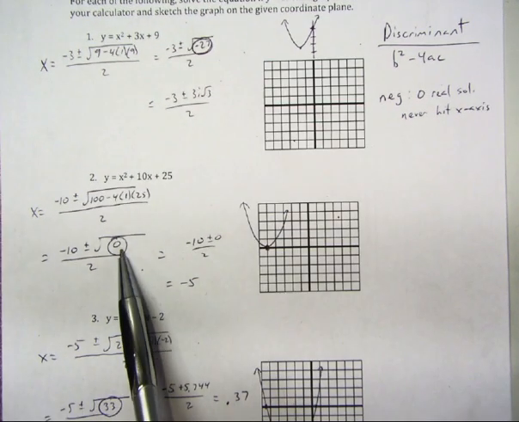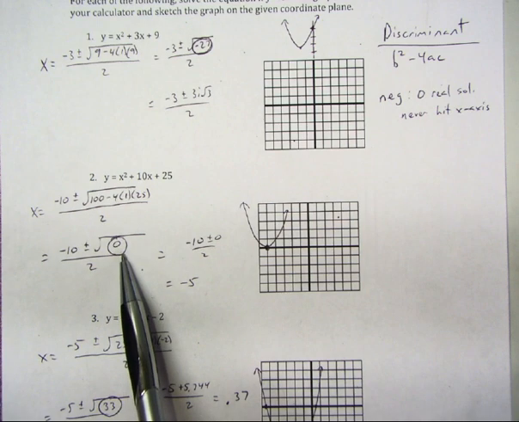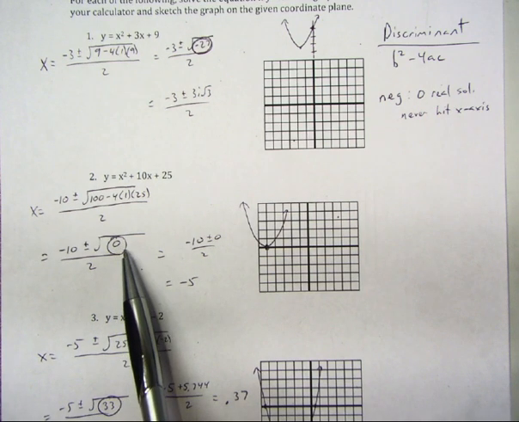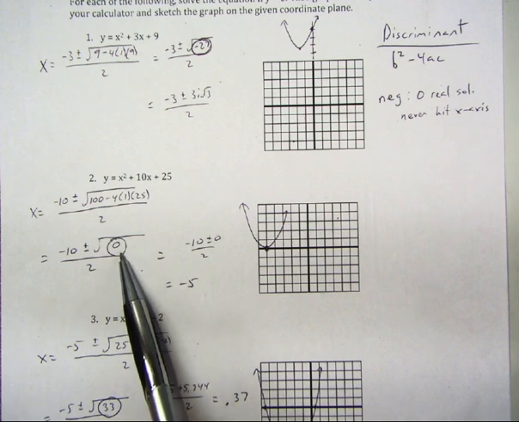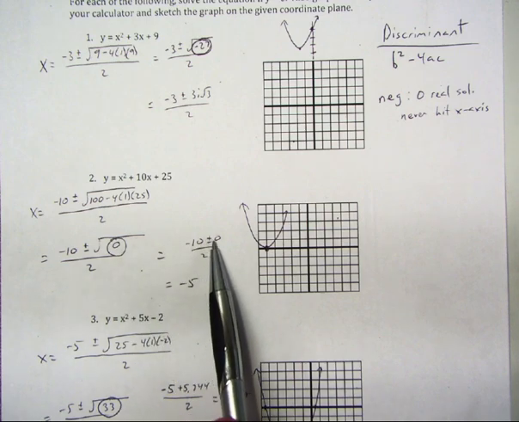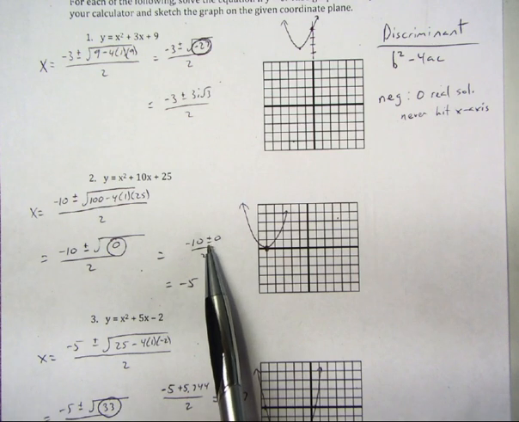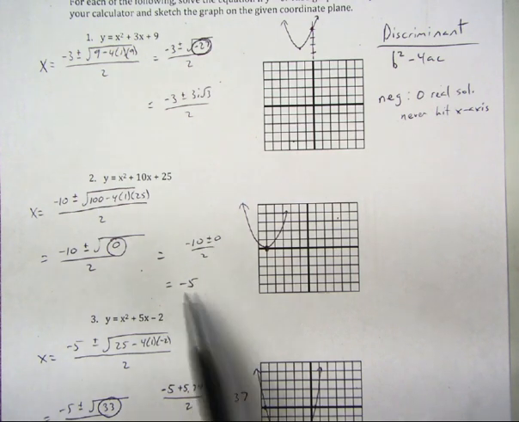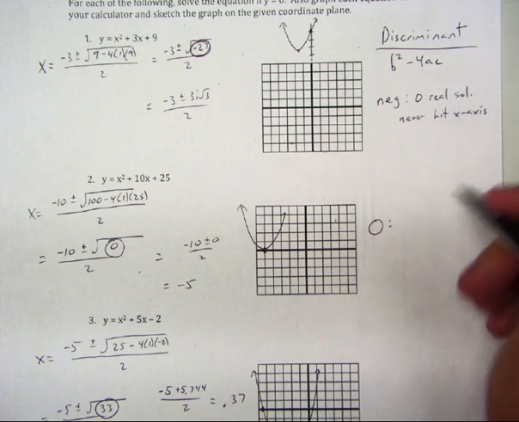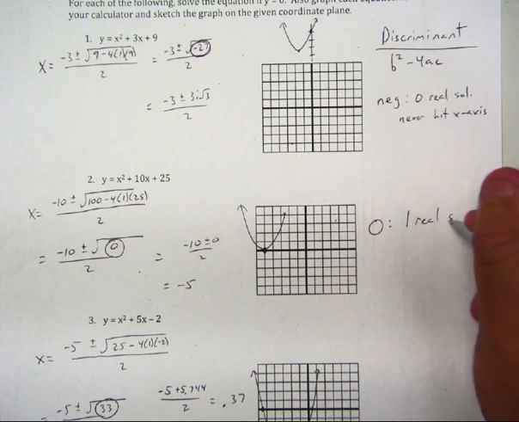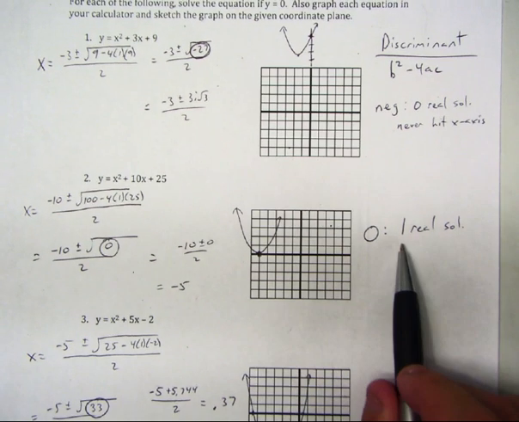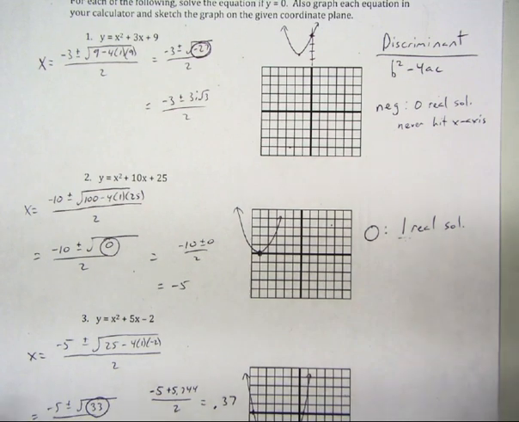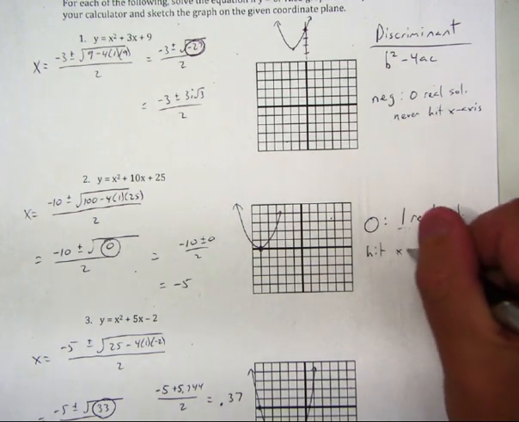In the second one, we ended up with a discriminant of 0, and that could happen. And notice how many solutions there are when your discriminant is 0. We end up with one answer. And look at why. If your discriminant is 0, then you end up adding 0 and subtracting 0, and you get the same thing whether you add 0 or subtract 0. So if your discriminant is 0, there's one real solution, because there's no difference between adding 0 and subtracting 0. And what that means is your graph will hit the x-axis one time.